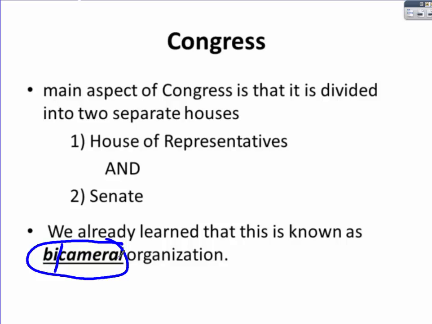Cameral sounds like camel, so two-humped camel. And I'll even do a cheesy drawing of a camel for you. Yeah, that's really bad. So, bicameral organization is our modern system. The House and the Senate.